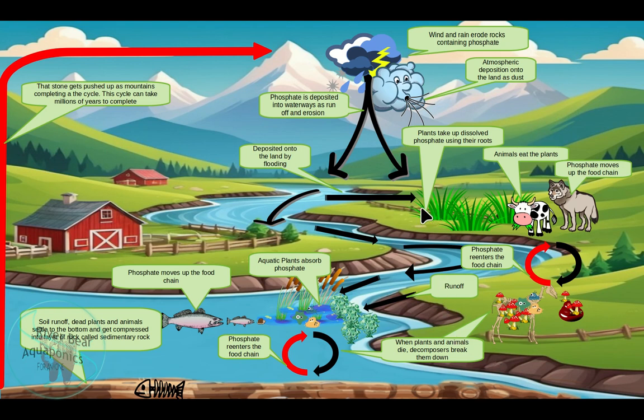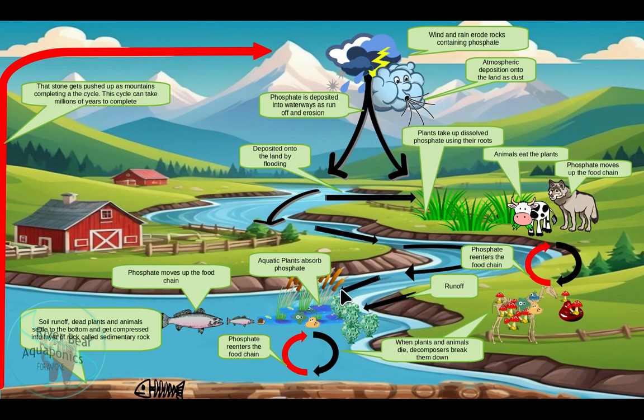Plants take up the phosphorus into their roots. Animals eat these plants. Other animals eat those animals, moving the phosphorus up the food chain. Eventually everything dies, and decomposers break that down. The poop, the animals, the dead plants, break down into the soil again, where plants take it back up, and it starts a little mini cycle right here. Some of that will run off into the rivers during rain.